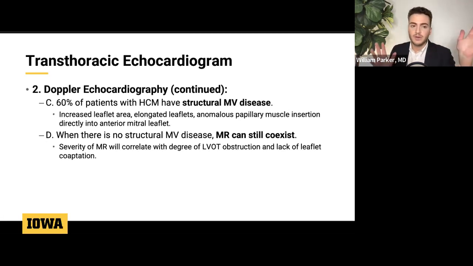And even when there is no structural mitral valve disease, even if the mitral valve actually looks normal, mitral regurg probably is still happening if you have obstructive hypertrophic cardiomyopathy. The severity of it will correlate with the degree of obstruction of the LVOT. In other words, again, the amount of time that mitral valve spends in systolic anterior motion.